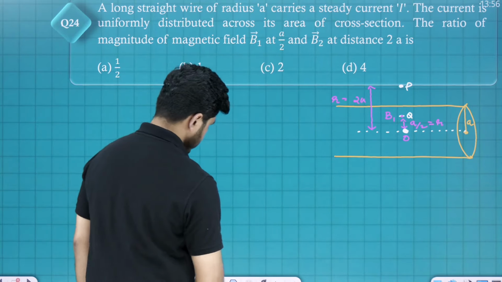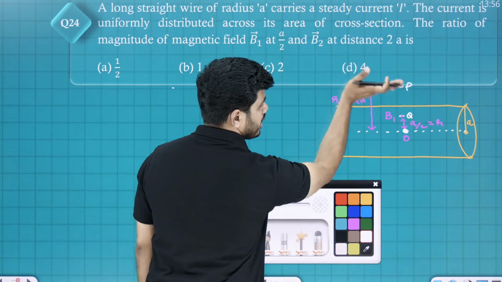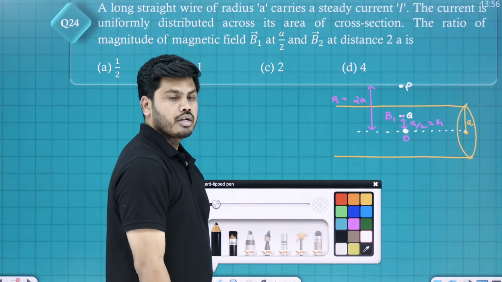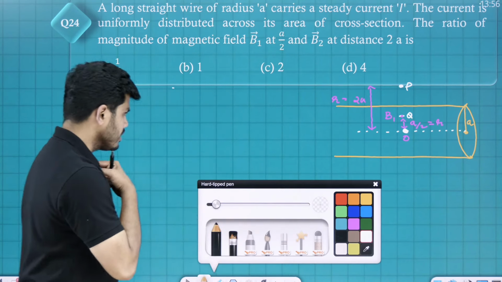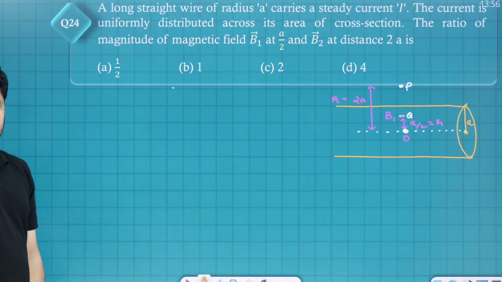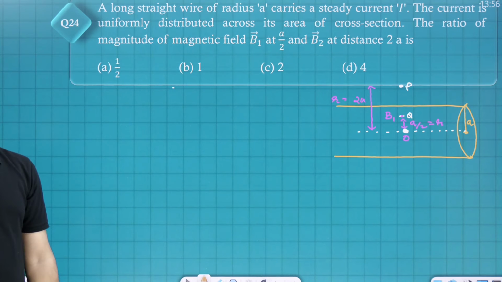And I hope you remember those equations. Magnetic field outside and inside the wire, correct? Magnetic field outside the wire, for a long straight conductor, is mu naught I by 2 pi r. And magnetic field inside the wire is going to be mu naught I by 2 pi a square into r, correct?